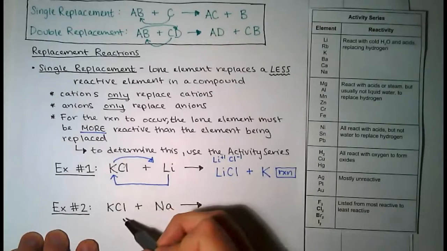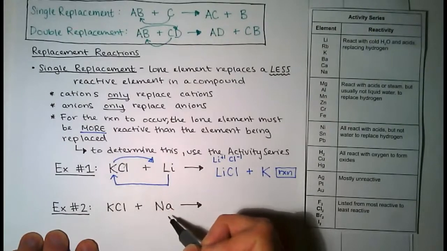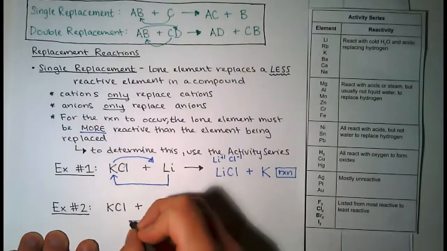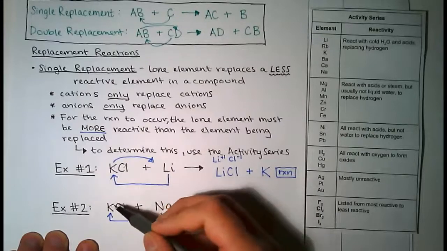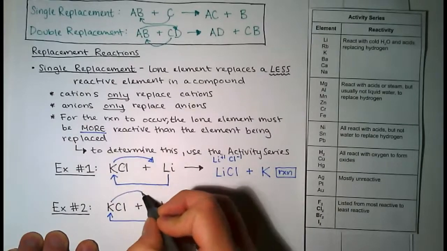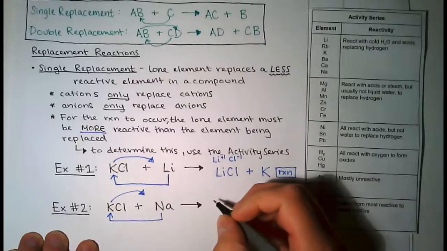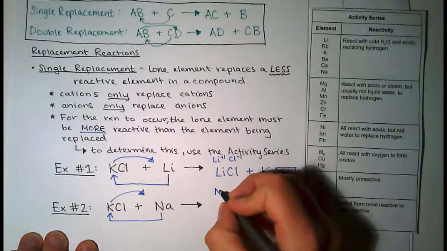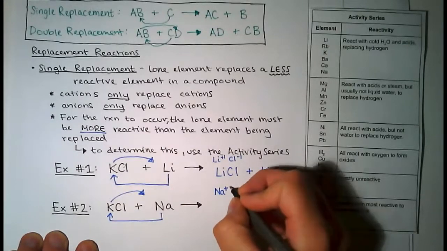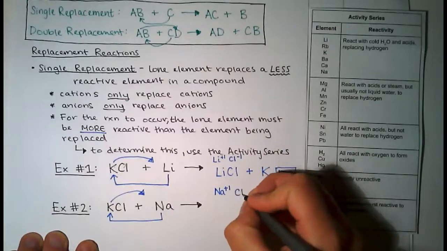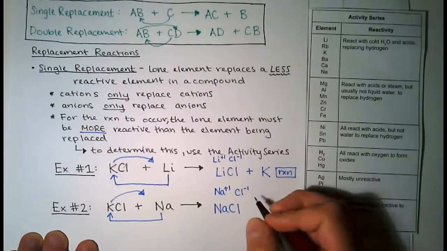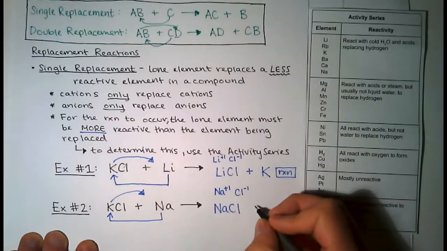Now let's look at example number 2. Once again, we have potassium chloride, but now potassium chloride is trying to react with sodium. So if this reaction were to occur, sodium would replace the cation, potassium, and potassium would be kicked out by itself. So we need to redo our crisscross to predict our products. Sodium is going to bond with chlorine. So Na has a +1 charge, and chlorine has a -1 charge. So when we do our crisscross, we get NaCl. And then potassium is going to be kicked out by itself.